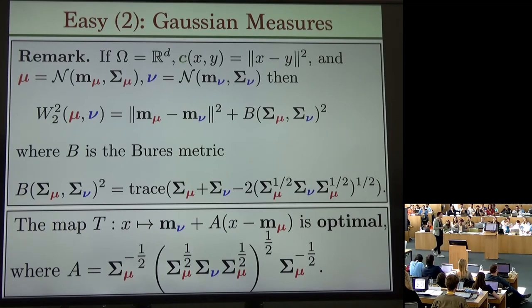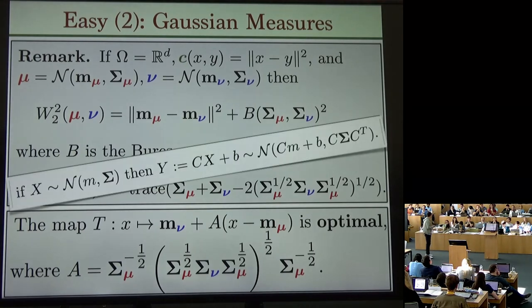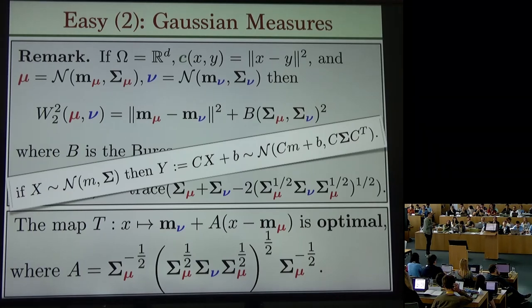So it first cancels out the effect of the covariance matrix of the first measure and then inserts the covariance matrix of the second measure. And then once you have something that is white noise colored with the covariance matrix sigma nu, you recover a Gaussian by adding back the mean of the second measure. So it's very intuitive what happens, and it's very simple to go back to standard knowledge about Gaussians. We know that if something has a distribution m, sigma, and you multiply this random variable x by a matrix C and add another vector B, then you get something that has covariance matrix C sigma C transpose and a mean Cm plus B.